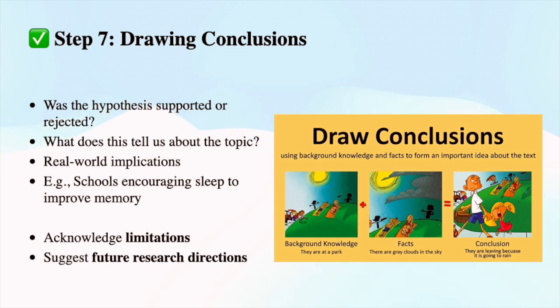Now you think about what your results mean overall. Did your hypothesis turn out to be right? What can people learn from this? Maybe your study shows that better sleep helps memory, so schools could encourage healthier sleep habits. Also, be honest about any limitations, things that might have affected your study but you couldn't control, and suggest what future research could explore.